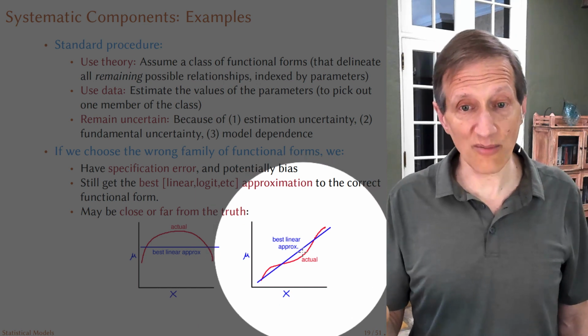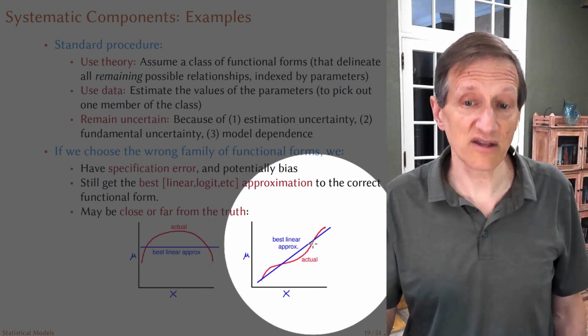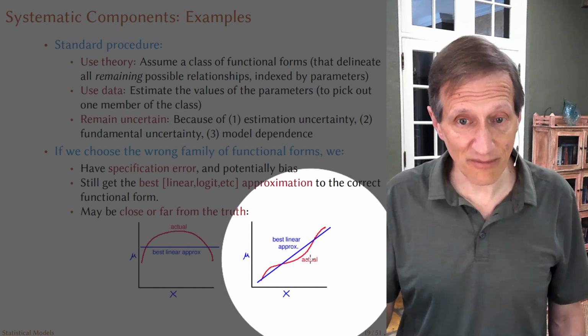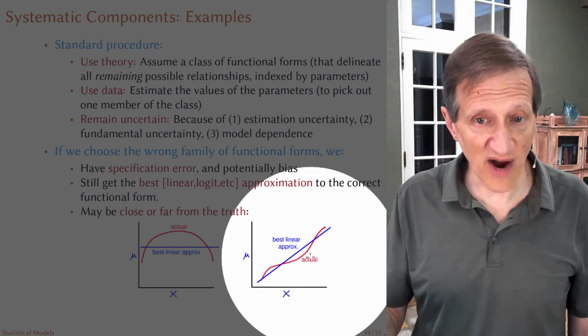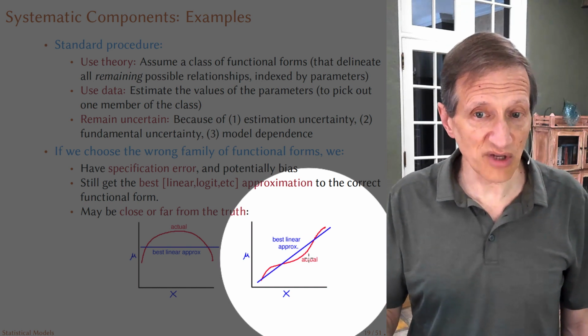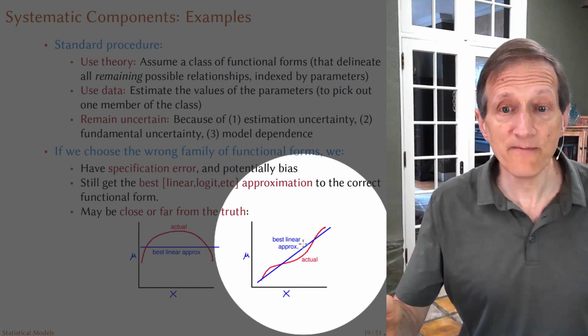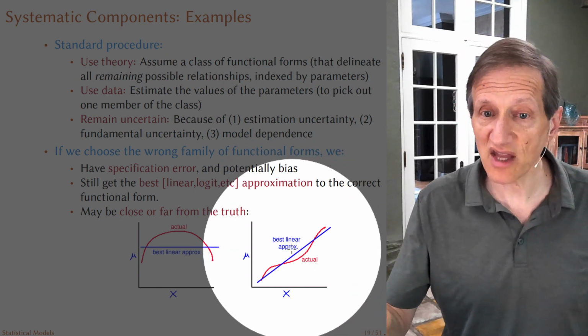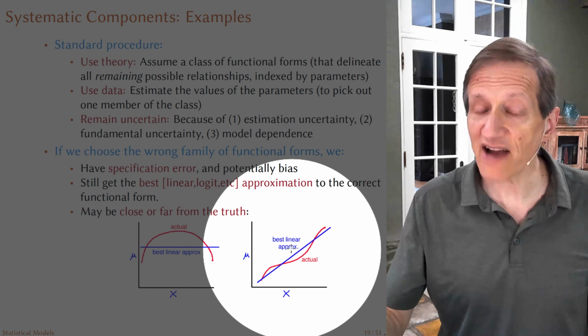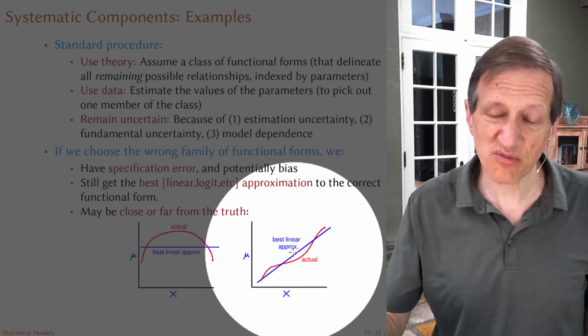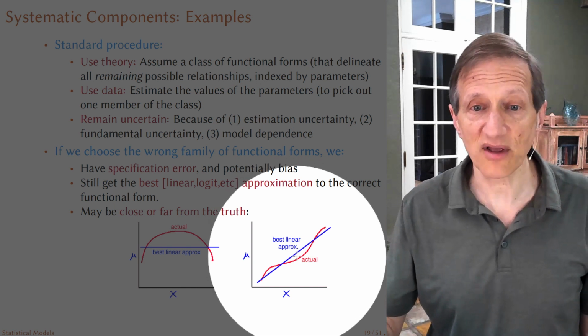But maybe for our purposes, that's pretty close, right? In fact, the uncertainty in estimation of the linear regression may actually be bigger than the difference between the linear regression and the actual functional form. So this might be fine. Maybe this is a great example.